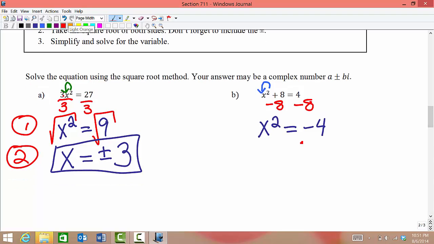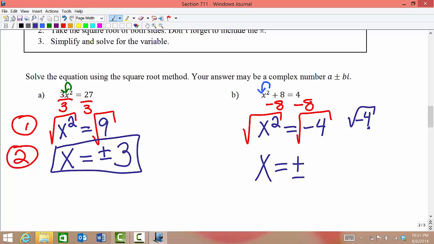Now that we have isolated the quadratic term, we want to take the square root of both sides. Now the square root of x squared is x, so we have now solved for x. Now we need to simplify, and don't forget our plus and minus. Now we need to simplify the square root of negative 4. We talked about this in section 6.6. When we want to simplify a square root of a negative number, the first thing we do is separate the positive part from the negative part.